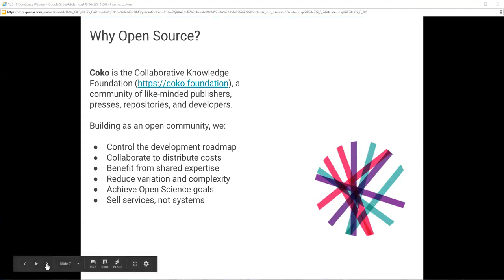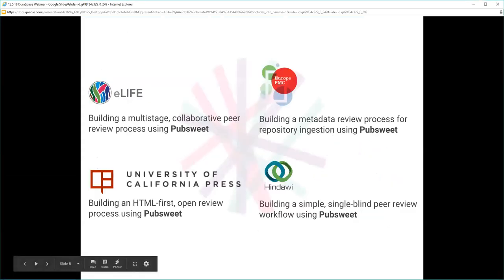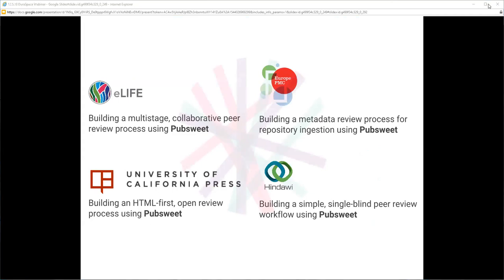So this is a quick example of some projects that we're doing in the Coko community right now. eLife, the biomed journal, is redoing their peer review system. This is going to be a very forward-thinking, collaborative peer review system. They have quite a hierarchical editorial model, but the peer review is done in the open, and there's a lot of discussion and chat, and all this is going to be baked into their peer review model.